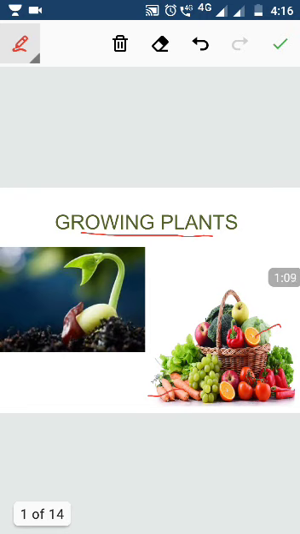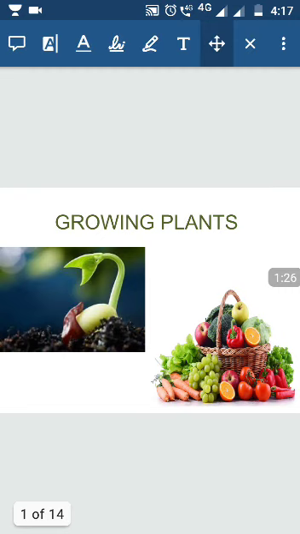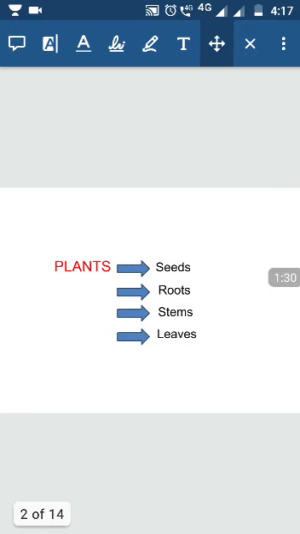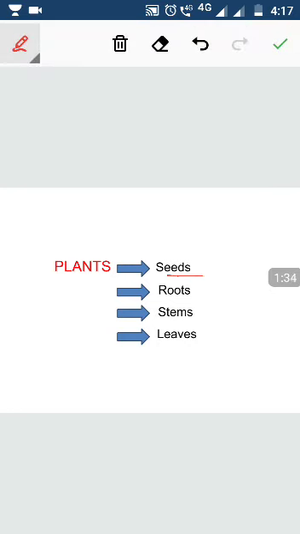How many of you are growing plants in your house? Very good. I'm very happy to know that many of you are growing plants. That's a very good habit. We all know that plants grow from seeds. Apart from seeds, plants also grow from roots, stems and leaves. If you eat a mango and throw the mango seed in the soil, after some days you can see a small baby plant from the seed.